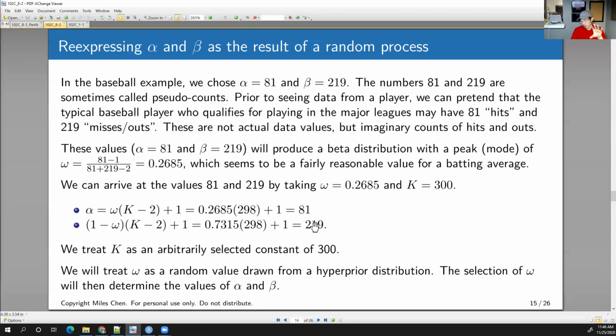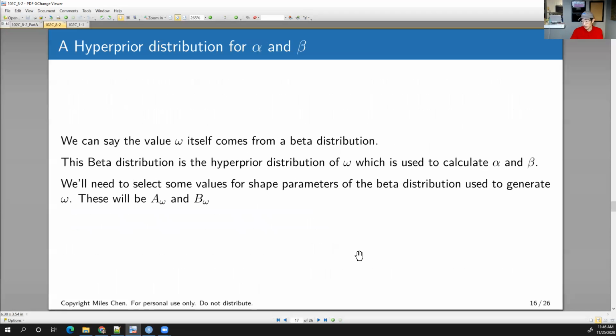So again, instead of drawing alpha and beta directly, we're going to draw omega, and omega will determine what alpha and beta are. Omega is going to be the peak, the proportion, the peak batting average. And we're going to say omega itself comes from a beta distribution. So this is the hyperprior distribution that's going to determine omega.